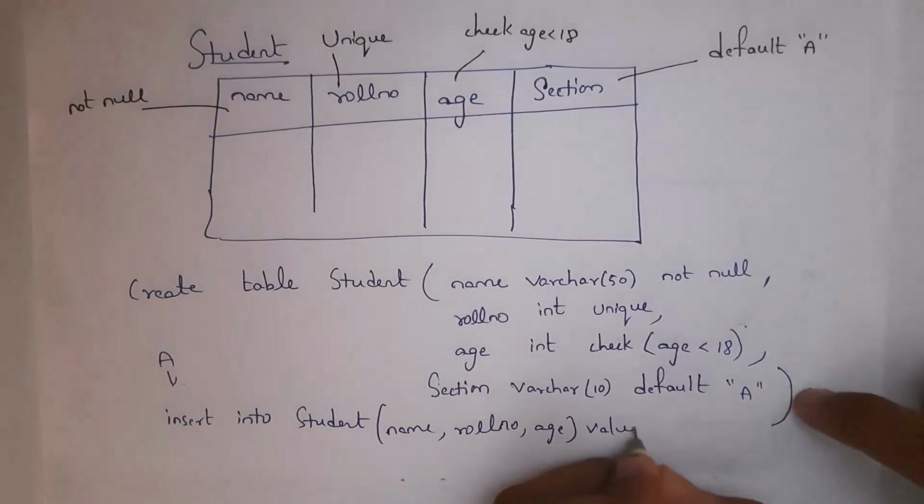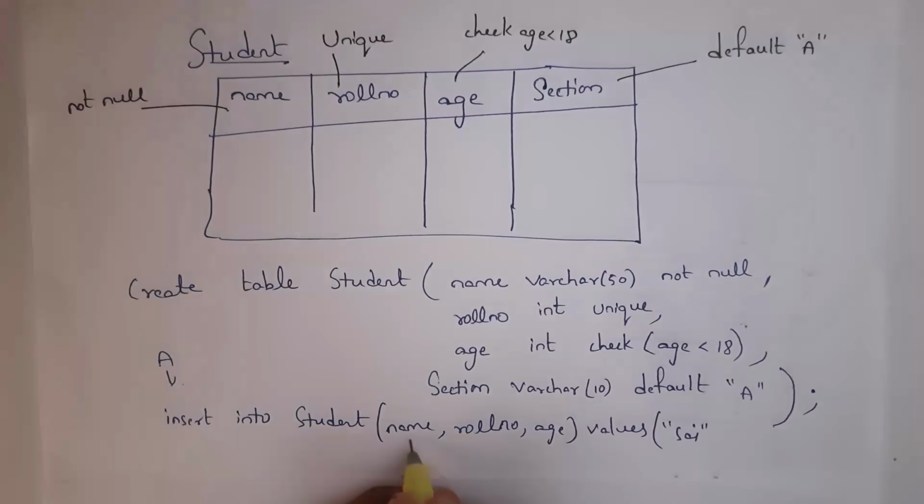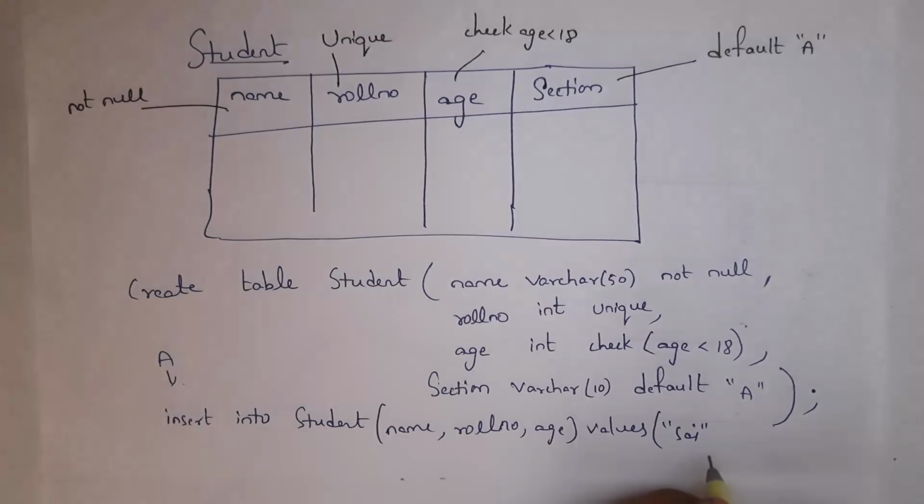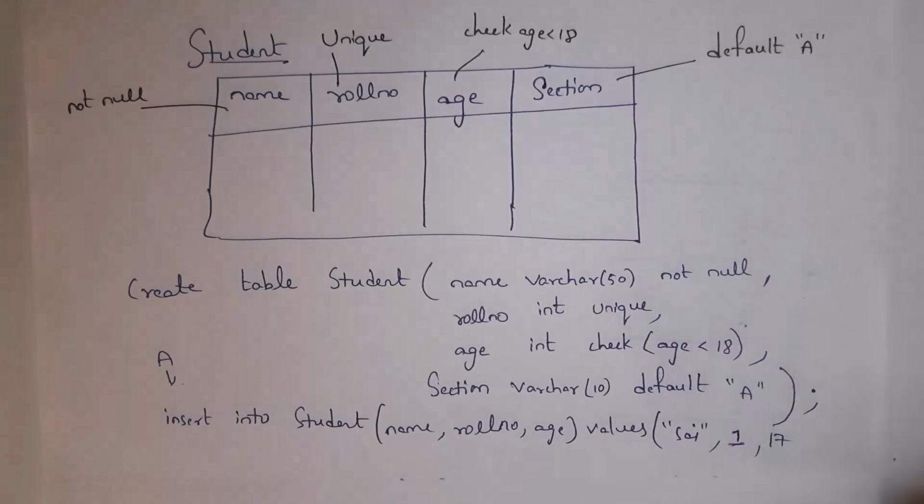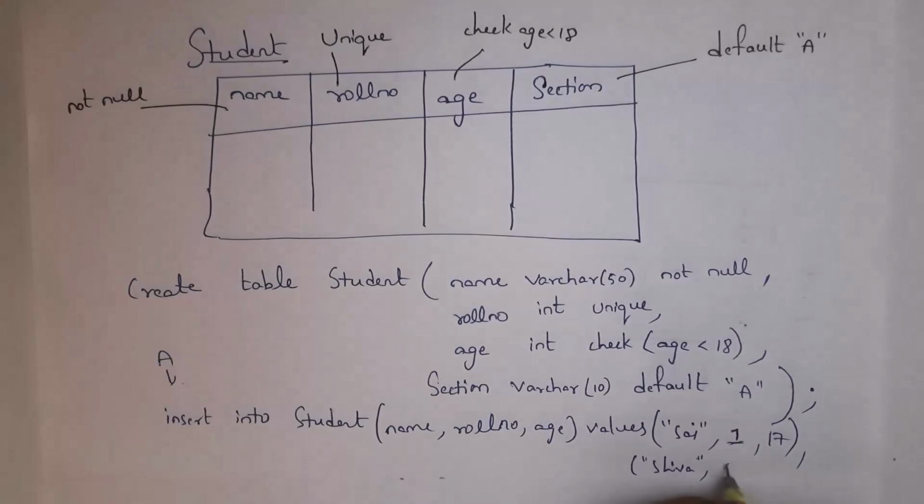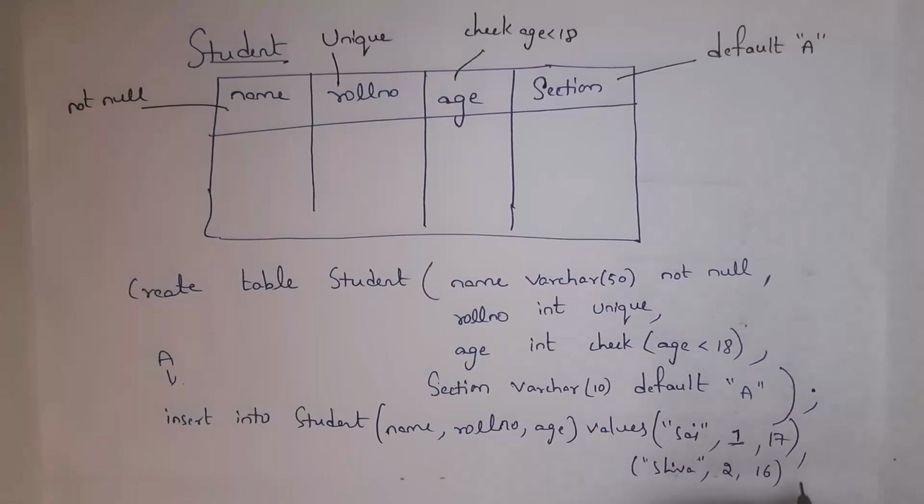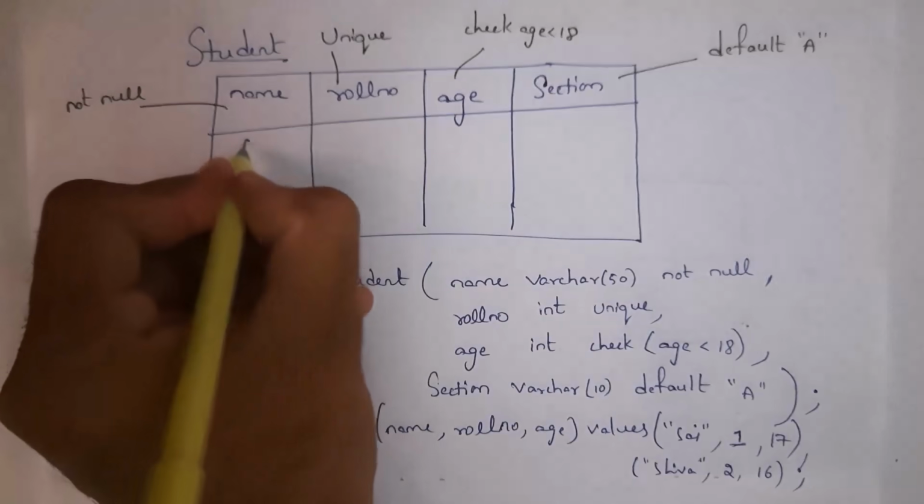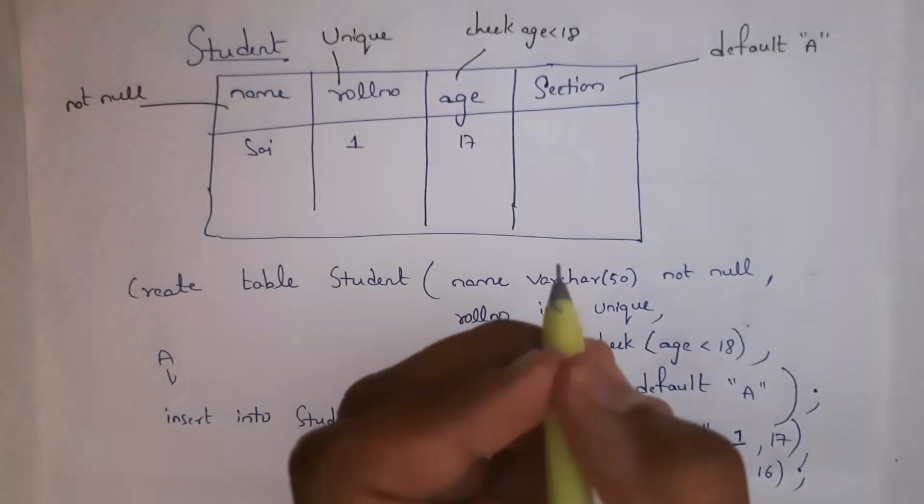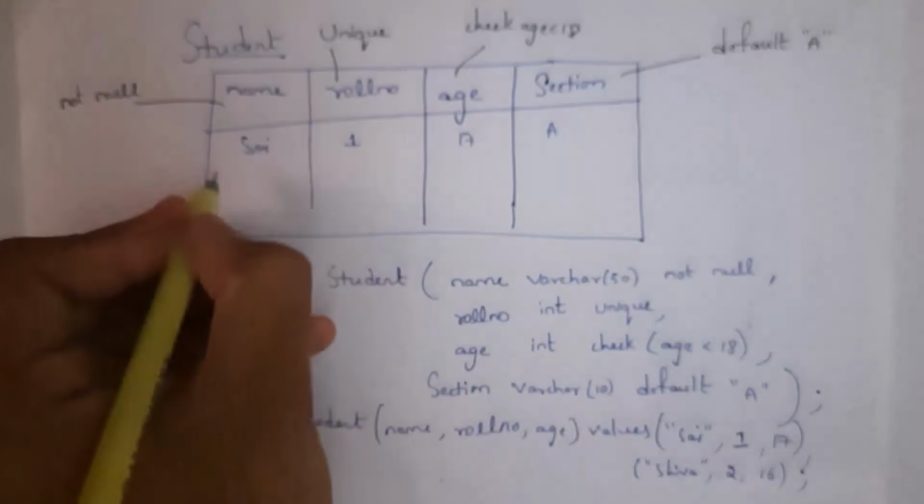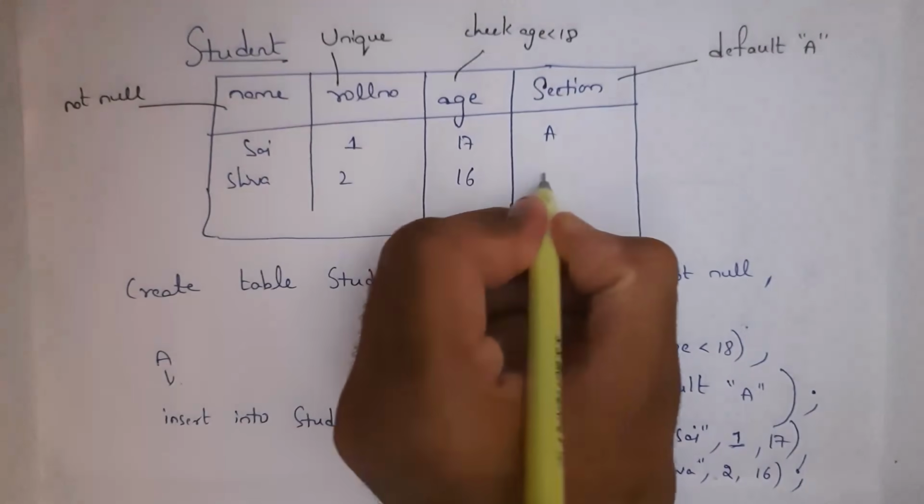Values, I want to give values like name Sai. For name column I given varchar data type, so take Sai in quotations, comma rule number. For example, I will give rule number 1 and age 17. Guys, just remember that age must be less than 18, so I took here 17. Close this bracket. Next I want to insert another record like name Shiva, rule number 2 and age 16, and give semicolon. Guys, whenever you write this code and click enter, it will insert name Sai, rule number 1, age 17. Automatically it will take section A. And again Shiva, rule number 2, age 16 and section A.